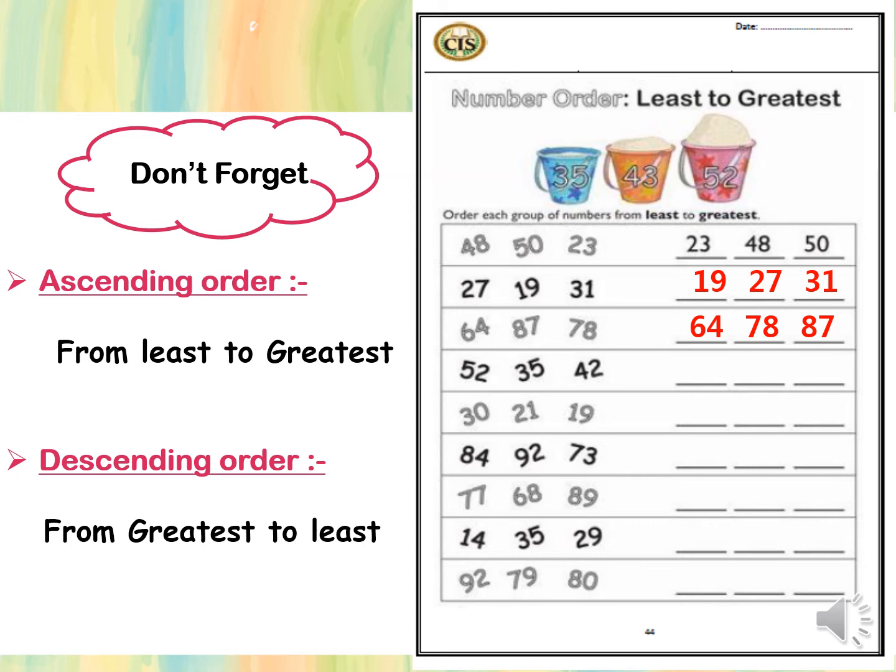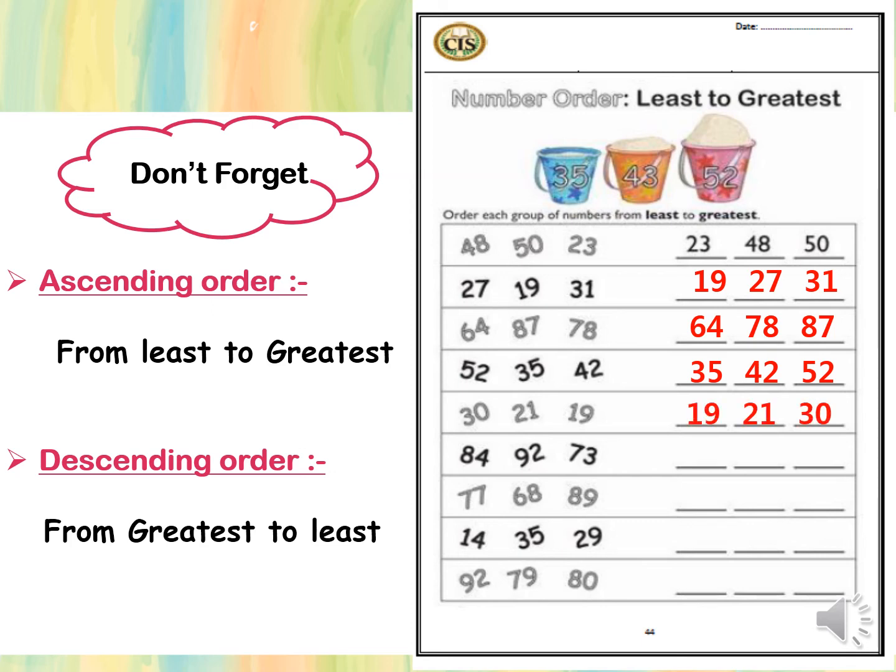The fourth one here, let's look at tens place, we have here 5, 3, 4. So the smallest number is 35, 42, 52. Next, we have here 30, 21, 19. Look at tens place. So I am going to put first 19, 21, 30.